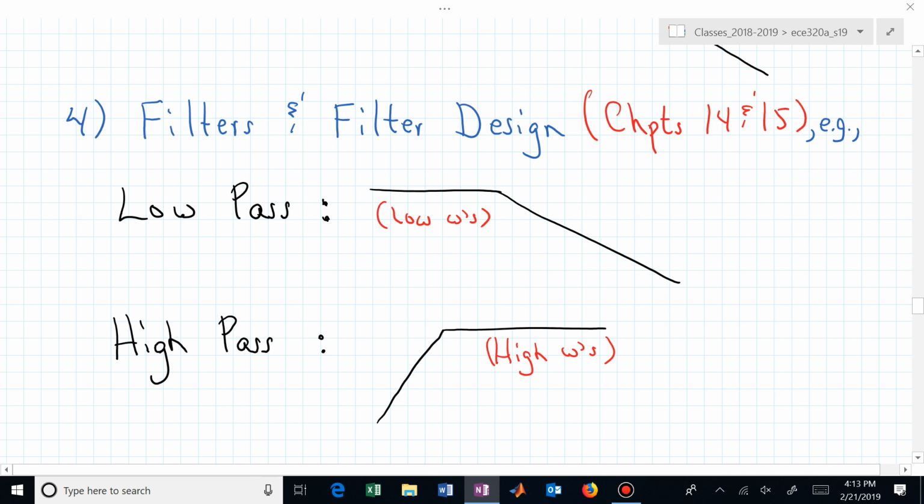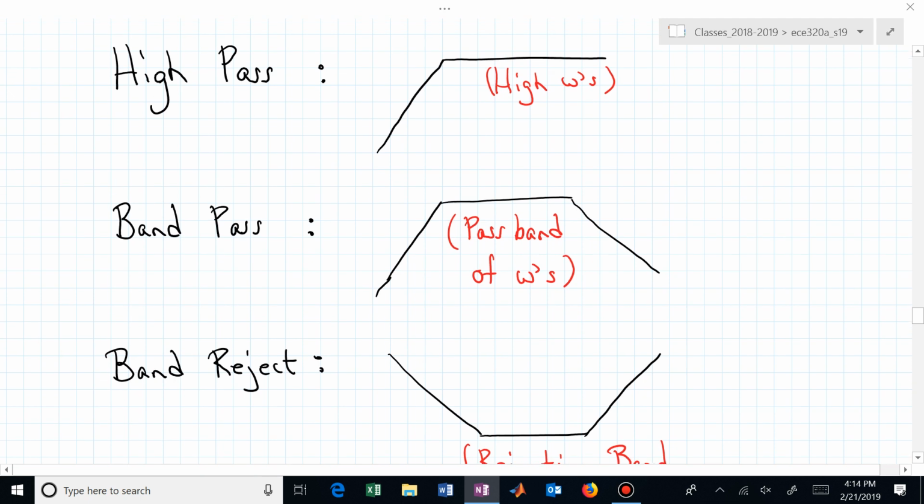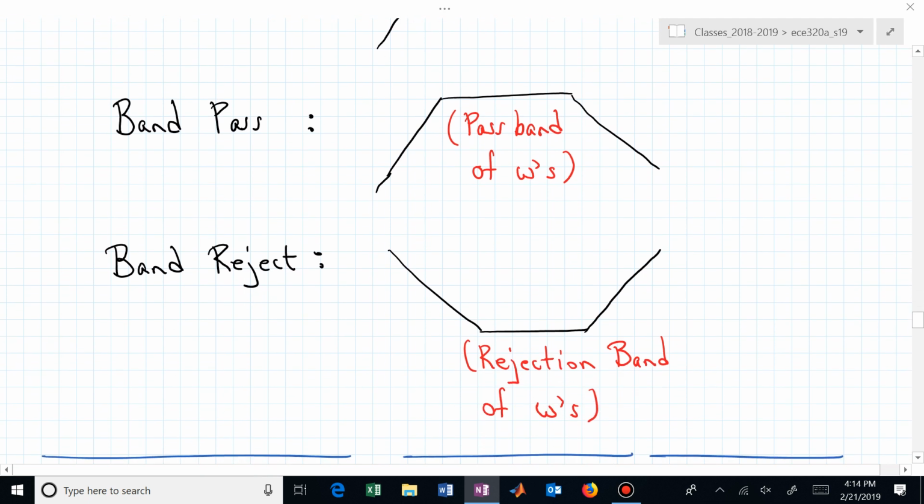Contrast that with high pass. Now we pass the high frequencies more favorably than the low frequencies. And we can come up with different filter types. We can do band pass, where we prefer a certain pass band of frequencies. Maybe we throw away the low, we throw away the high, and now we have the mid-range. That would now be a band pass filter.